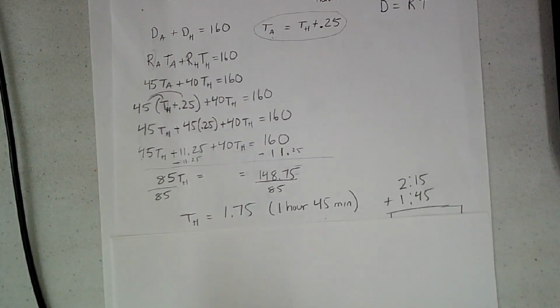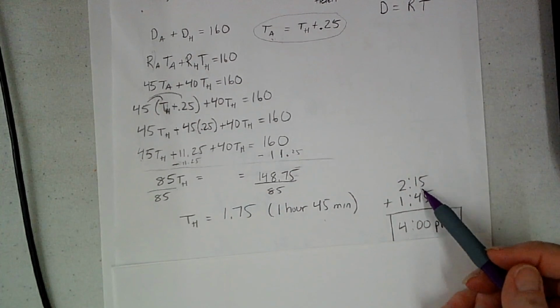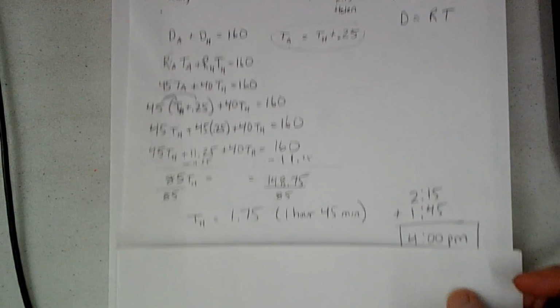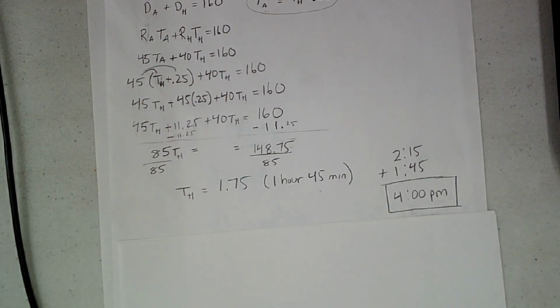And then all I have to do to find out what time it was when Helen met or crossed paths with Anthony is, I know Helen left at 2:15. So if I add an hour and 45 minutes, that makes it be 4 o'clock when they meet.